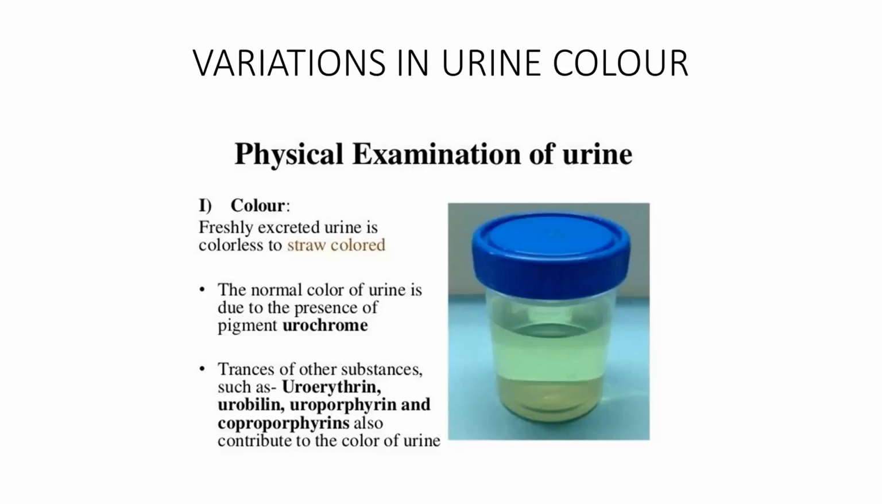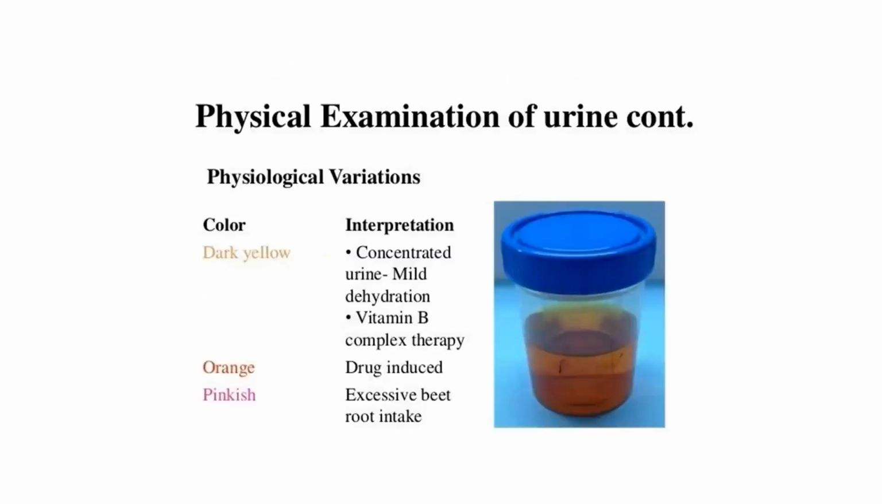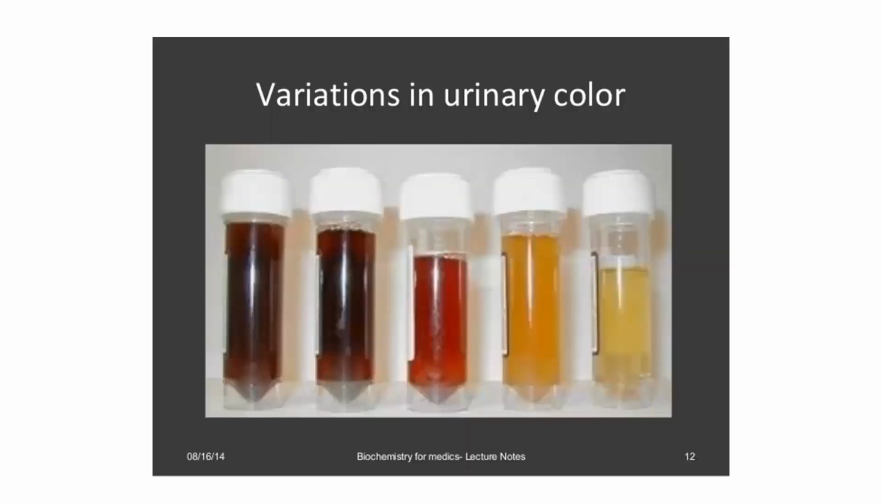Presence of urochrome gives light color, and sometimes it becomes dark colored when the urine is concentrated. With mild dehydration and vitamin B, the urine color is slightly darker. Orange colored urine is basically because of drugs, for example rifampicin. And ingestion of a lot of beetroot can give a pinkish color to the urine. These are the variations in urinary color from amber to concentrated to red to cola colored urine, which is a feature of post-streptococcal glomerulonephritis. This is the cola colored urine.